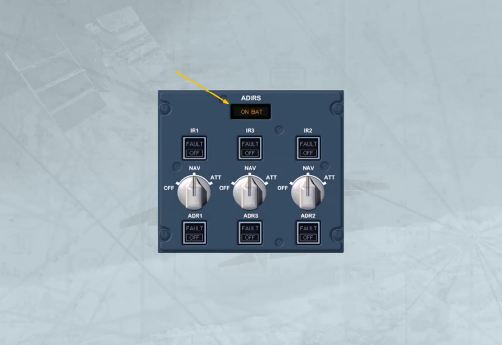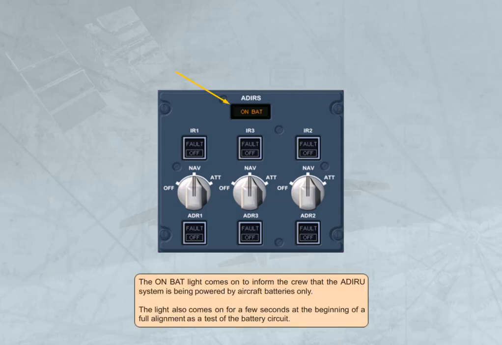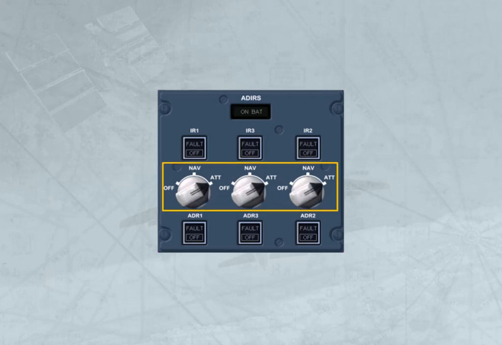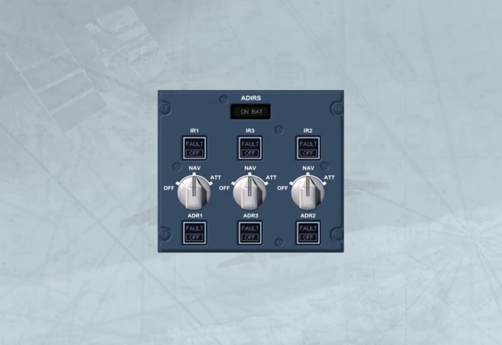The on-bat light comes on to inform the crew that the ADIRU system is being powered by aircraft batteries only. The light also comes on for a few seconds at the beginning of a full alignment as a test of the battery circuit. The following items can also be used in case of given failures. The ATT position of the ADIRU selector allows the selection of this IR mode, providing only heading and attitude information in case of loss of navigation capability.